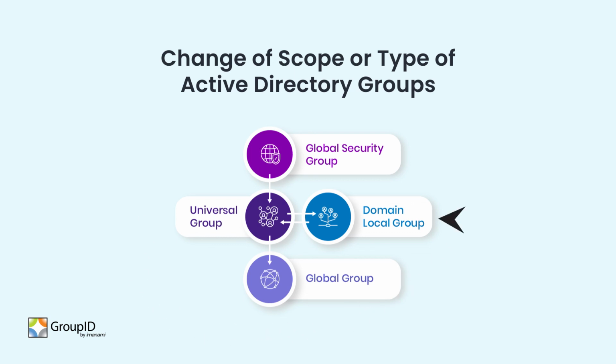Convert universal group to domain local group. A universal group can be converted to a domain local group without any restrictions. Convert universal group to global group. A universal group can be transformed into a global group if it doesn't contain another universal group as a member.